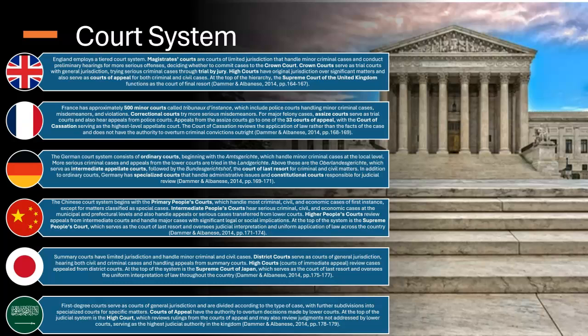In China, the courts of limited jurisdiction are the primary people's courts, the courts of general jurisdiction are the intermediate people's courts, and the courts of intermediate appeal are the higher people's courts. In Saudi Arabia, the courts of limited jurisdiction are the first degree courts, the courts of general jurisdiction are the high courts, and the courts of intermediate appeal are the Court of Appeals. In Japan, the courts of limited jurisdiction are summary courts, the courts of general jurisdiction are the district courts, and the courts of intermediate appeal are the high courts.